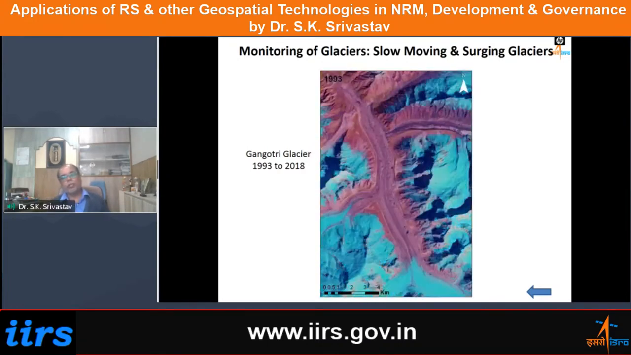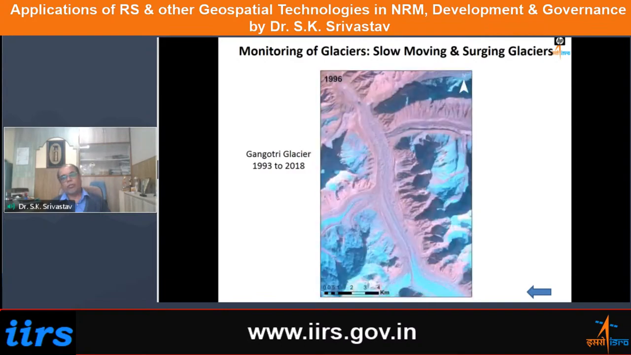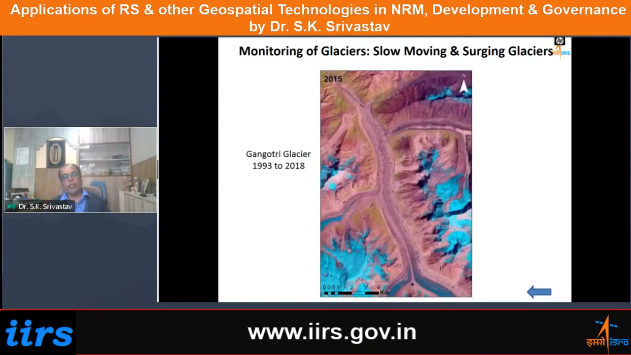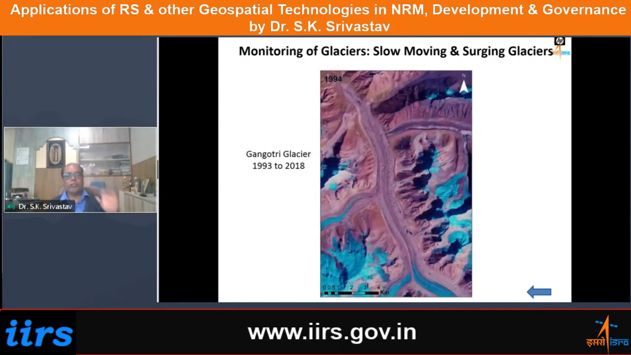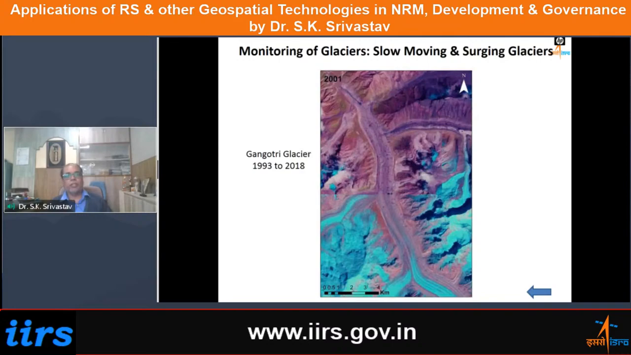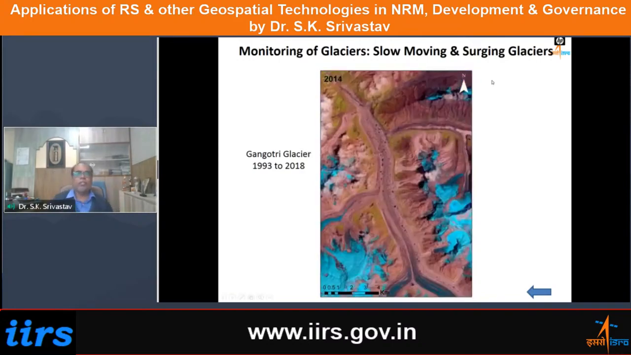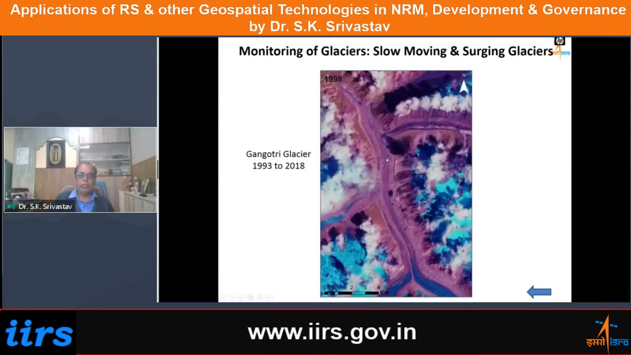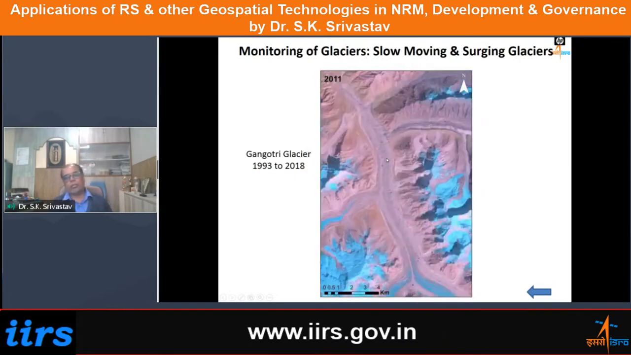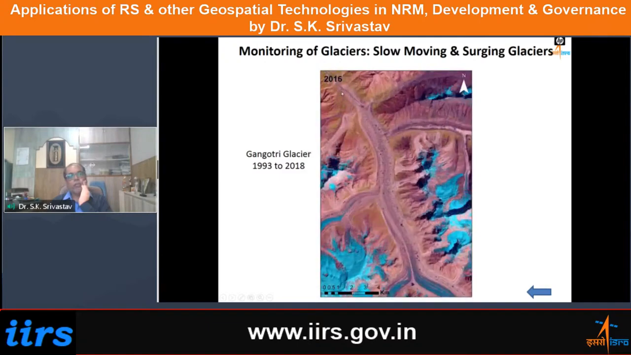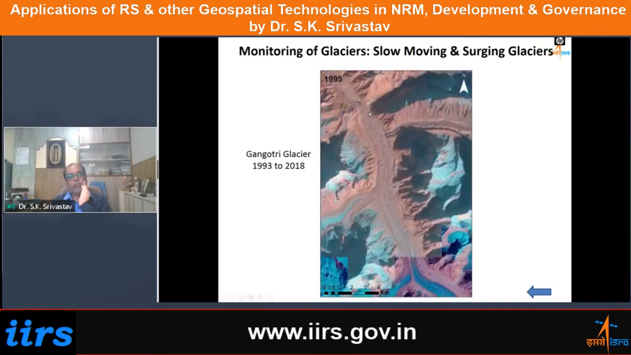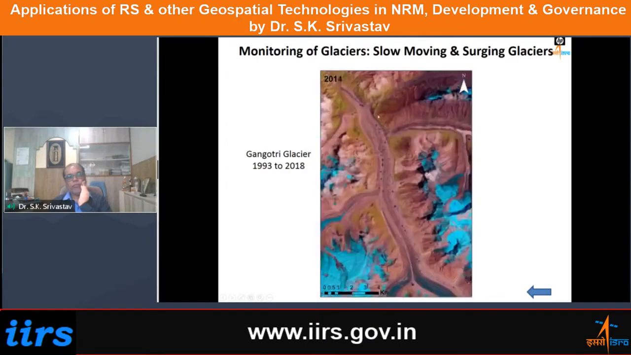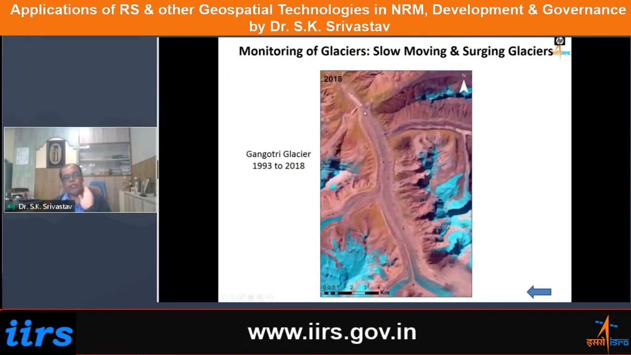Although their velocity is somewhat slow, in this animation, which is for the Gangotri glacier, you can see the glacier moving towards the northwest. At the same time, you can also see how the snout is retreating towards the southeast, right? And you can see the stream of the Bhagirathi river moving upstream because of the retreat of the Gangotri glacier.